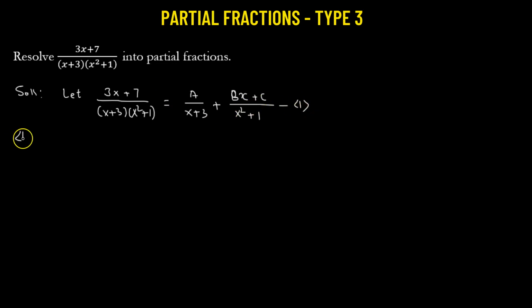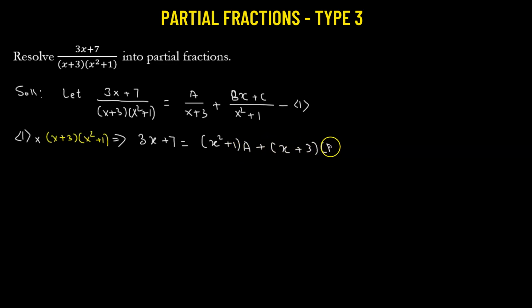So what we'll do is take equation number 1 and multiply throughout with the denominator of the left hand side. That means we'll multiply each term with (x + 3)(x² + 1), such that on the left hand side we are left only with the numerator, 3x + 7. On the right hand side we have (x² + 1) multiplied by A, added to (x + 3) multiplied by (Bx + C).